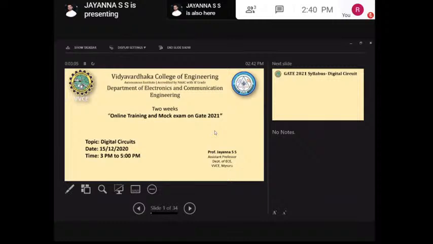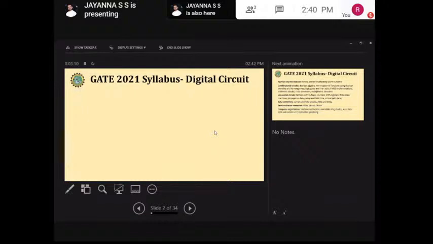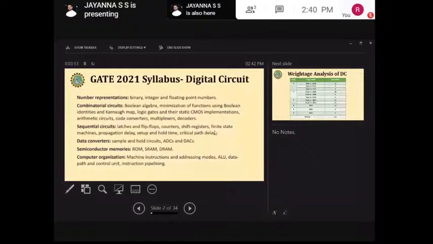Let us see the syllabus. It is divided into 6 subtopics. The first one is number representations and combinational circuits, then sequential circuits, data converters, semiconductor memories, and computer organization.